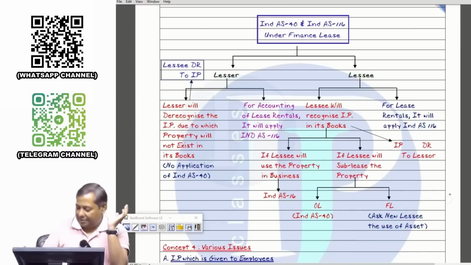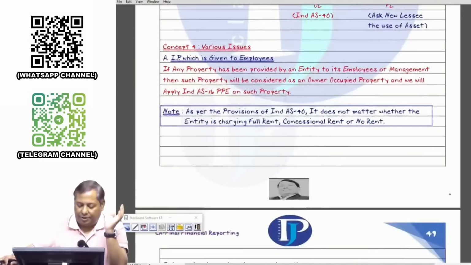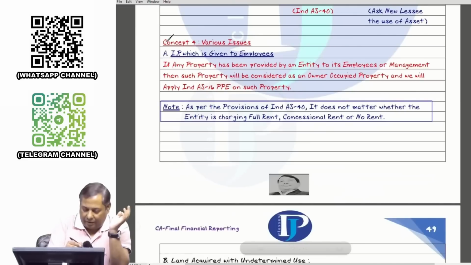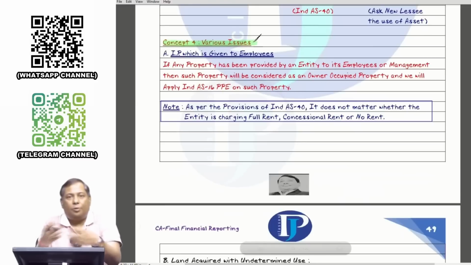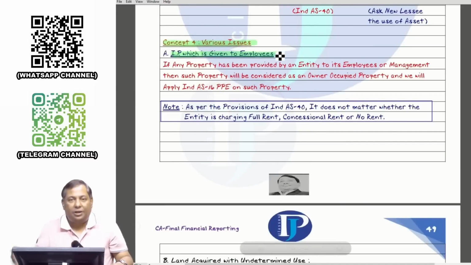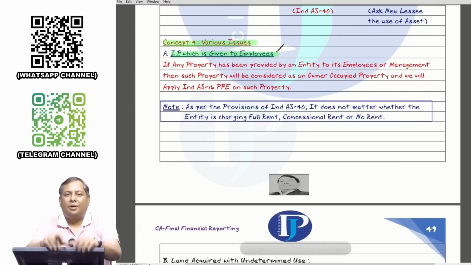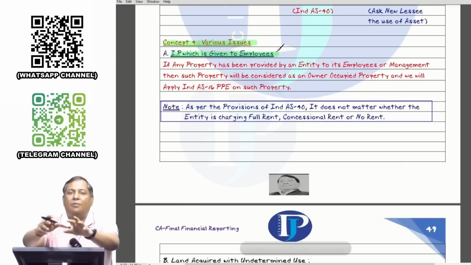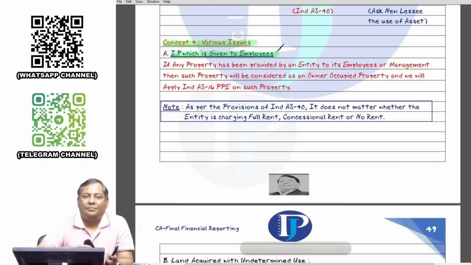Now let's move forward. In various issues, I had discussed many other things. The first point was that if investment property is given to employees, then understood? The name of the company is X Limited. It has a property and it gave that property to its employees on rent. So if you give your property to your employees, then it's not considered rental. I hope you get my point. This will not come under Ind AS 40. It will be owner occupied property and use Ind AS 16.